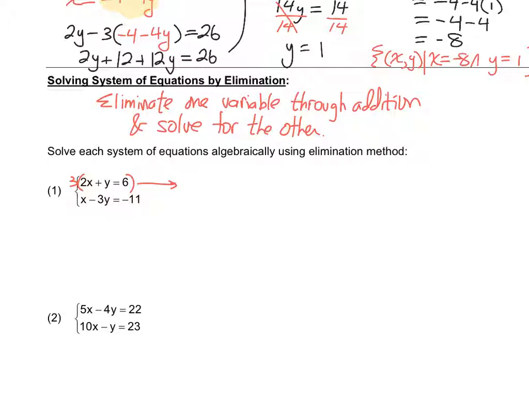So if I do that, I'll get 6x plus 3y is equal to 18. The second equation I'm going to leave alone, all right, because what I want to do is create opposites. All right, what I mean by opposites is two coefficients with different signs, one positive, one negative.